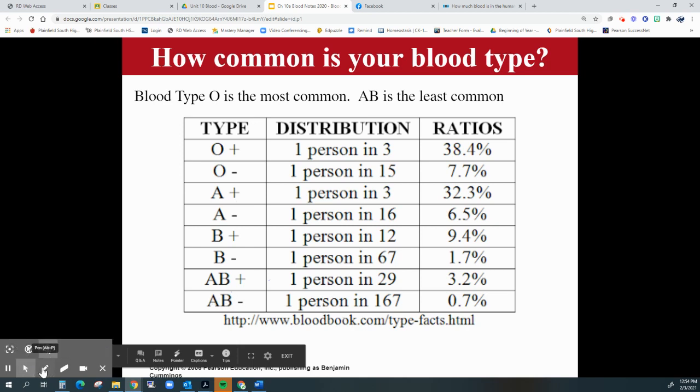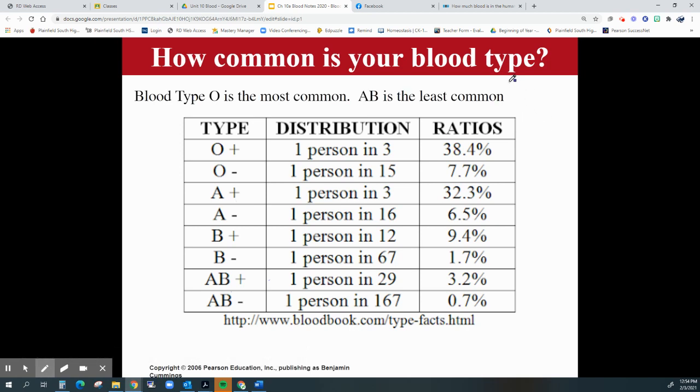And really what this comes down to is a Punnett square, if you remember back to bio. If I do the Punnett square with AB, to be AB you would have to have a parent who has B and a parent who has A. Now, if I make any one of these two positive, the minute I make them positive, it makes this AB positive. That's why AB positive shows up more often than AB negative.